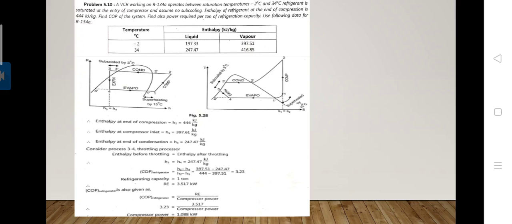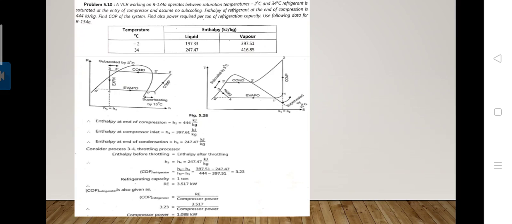Now we can consider the process 3 to 4, that is the throttling process. Enthalpy before the throttling is equal to enthalpy after the throttling. That's why H3 is equal to H4. H3 is 247.47, so H4 is equal to 247.47 kilojoule per kg.